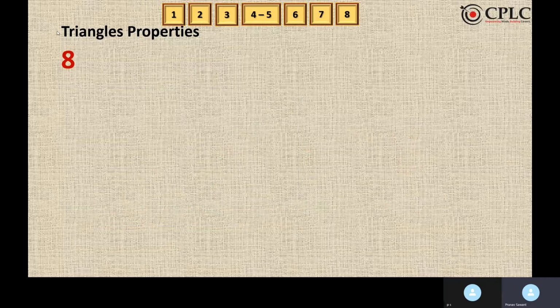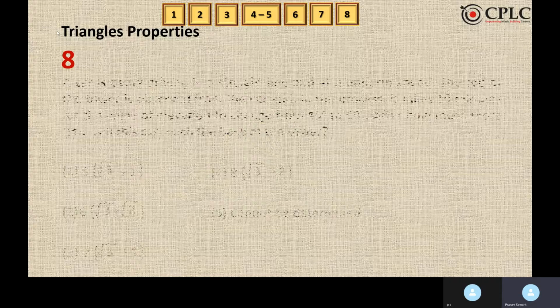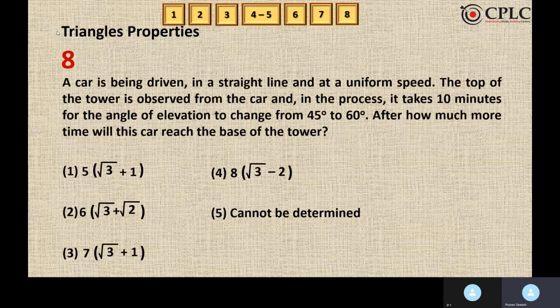Moving to the next question. A car is being driven in a straight line and at a uniform speed. The top of the tower is observed from the car, and in this process, it takes 10 minutes for the angle of elevation to change from 45 degrees to 60 degrees. After how much more time will this car reach the base of the tower?